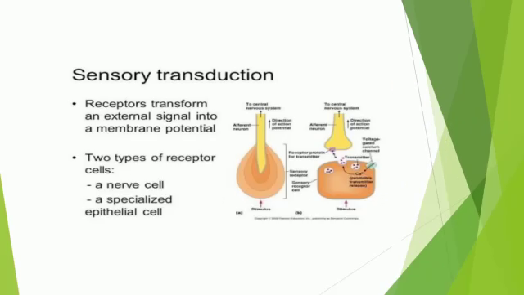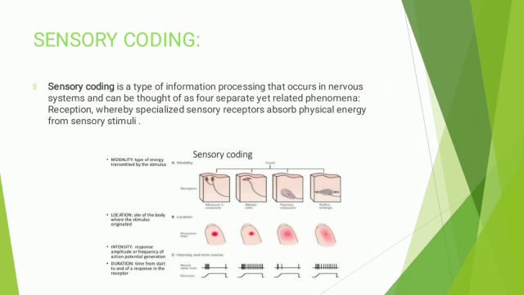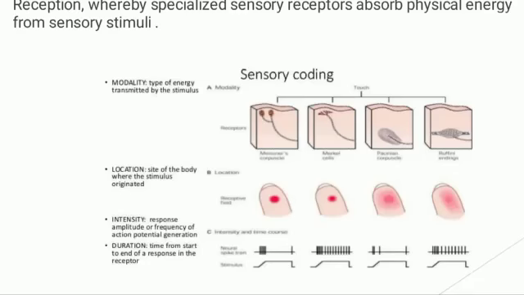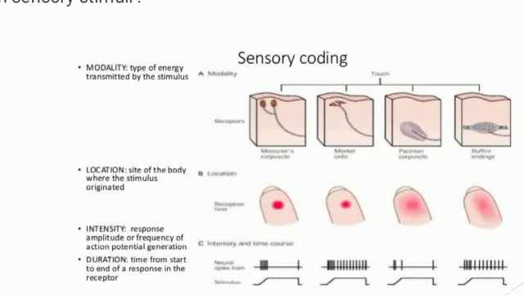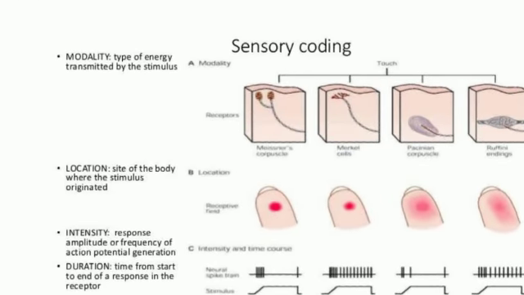Now we discuss about the sensory coding. Sensory coding is a type of information processing that occurs in the nervous system and can be thought of as four different phenomena. The first one is modality, the second one is location, the third one is intensity, and the fourth one is duration. If we discuss modality, modality is a type of energy transmitted by the stimulus. The diagram shows how the energy is transmitted by the stimulus. Second one is location. Location is the site of the body where the stimulus originated.